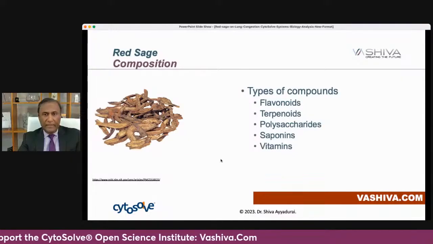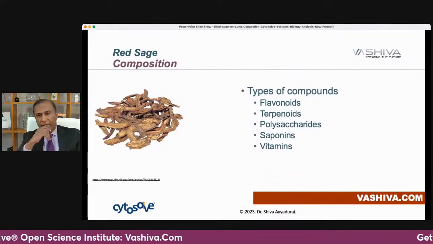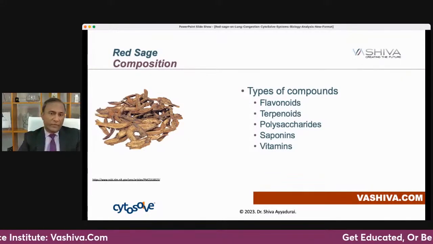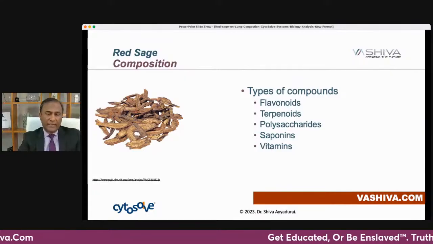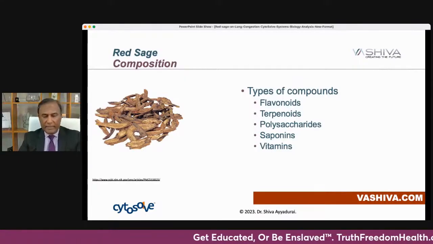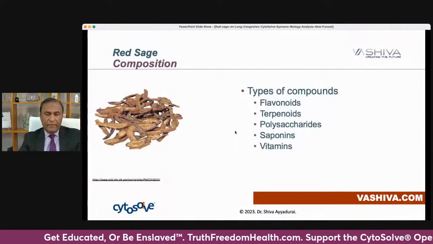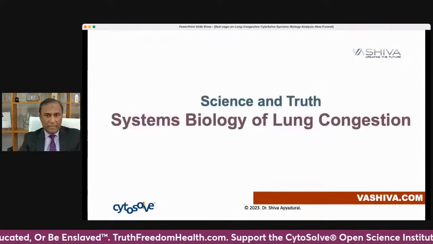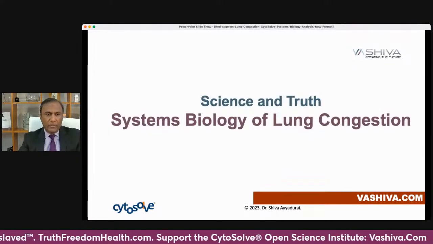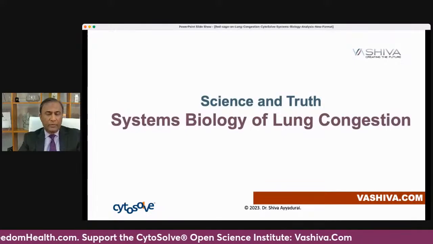Okay, and there are different types of compounds in red sage. There's flavonoids, there's terpenoids, there's polysaccharides, there's saponins, and there's vitamins. We'll go through this shortly, but there are really 5 different types of compounds in red sage. What I want to do now is, that's just a quick overview on red sage.